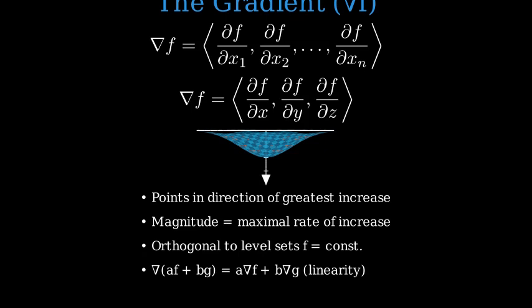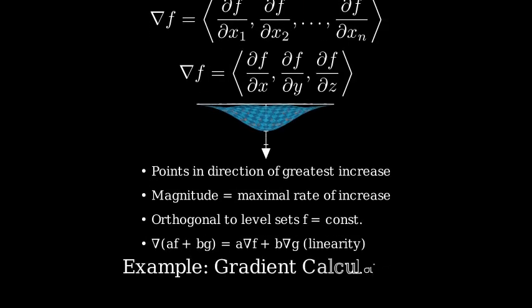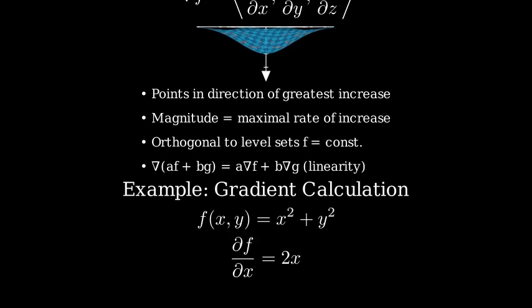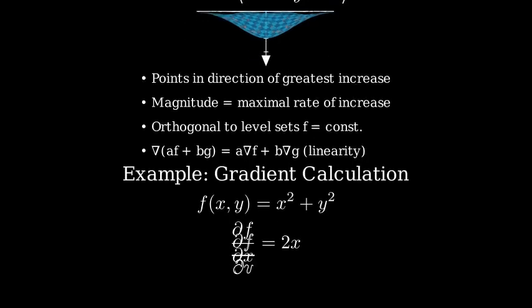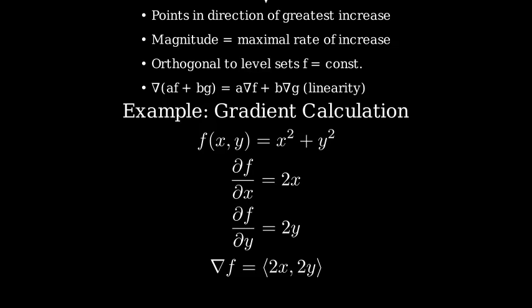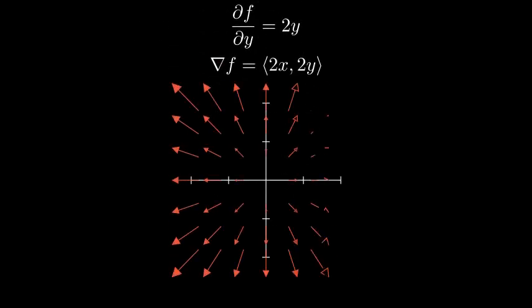Let's work through a simple example. Consider the scalar field f of x and y equals x squared plus y squared. To find the gradient, we compute the partial derivatives. The partial derivative of f with respect to x is 2x. The partial derivative of f with respect to y is 2y. Therefore, the gradient of f equals the vector 2x, 2y. At any point, this gradient vector points radially outward from the origin, which makes sense because this function represents a paraboloid that increases in all directions from the origin.